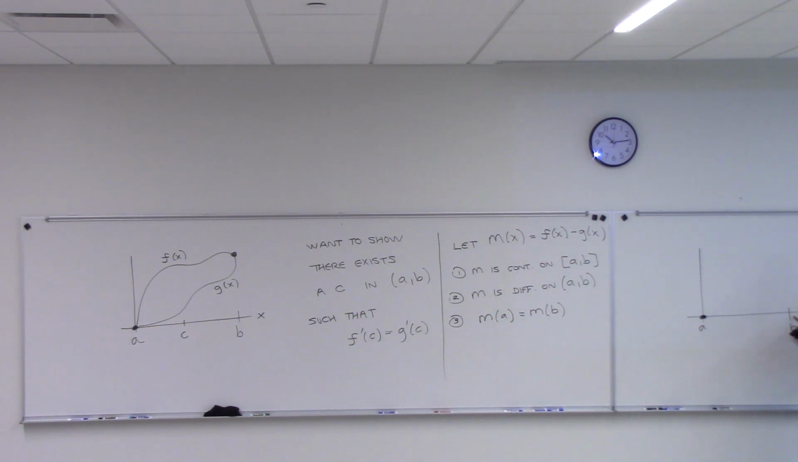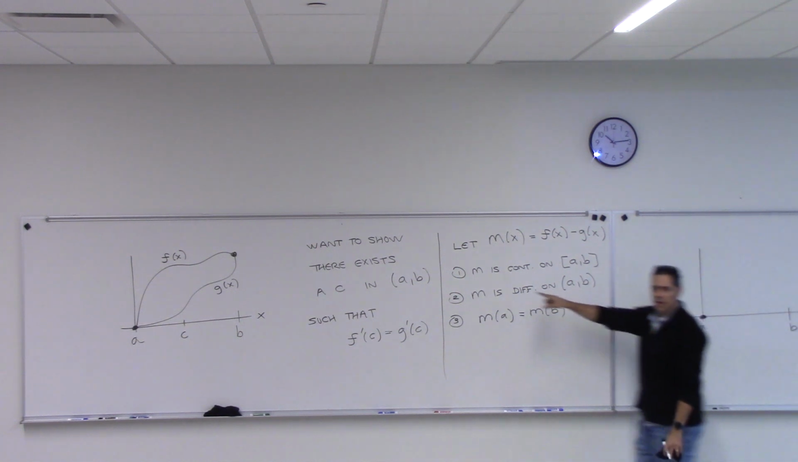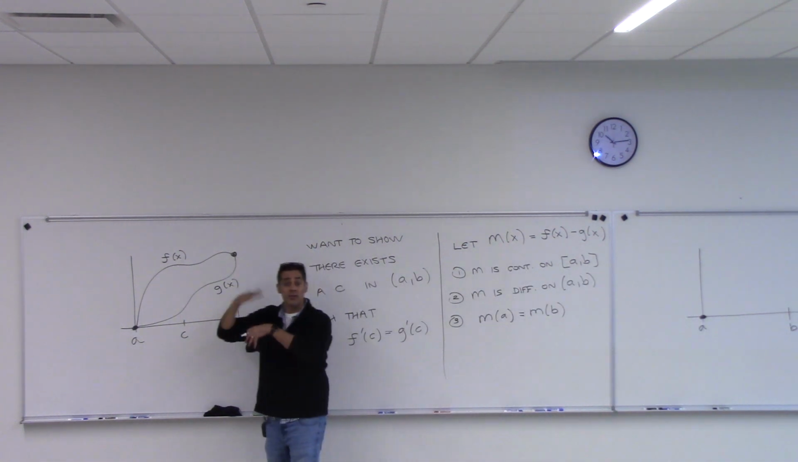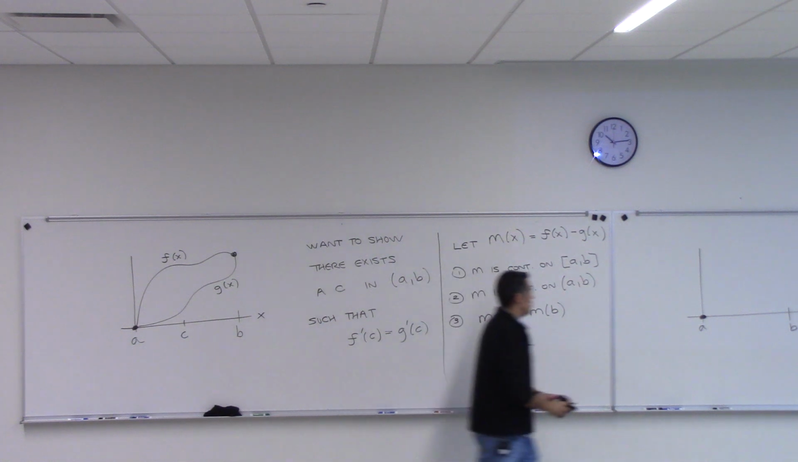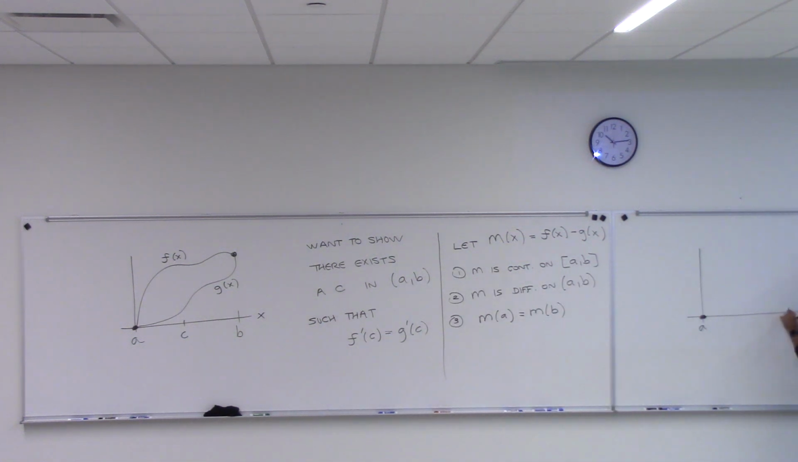And then what happens at B? Well, they're tied, aren't they? So if they're tied, the difference of the two is 0 as well. So here's what this function looks like. Here, they are at the same place. Here, they're at the same place. And so M, when I graph it, is going to start here and end here. And what happens in the middle, whatever M does, it does.